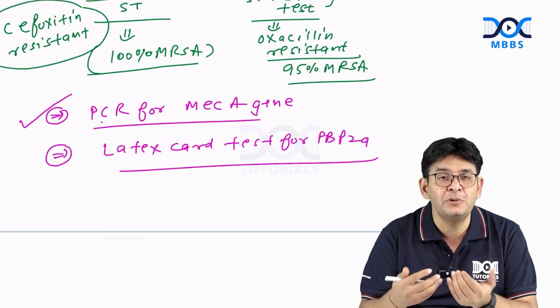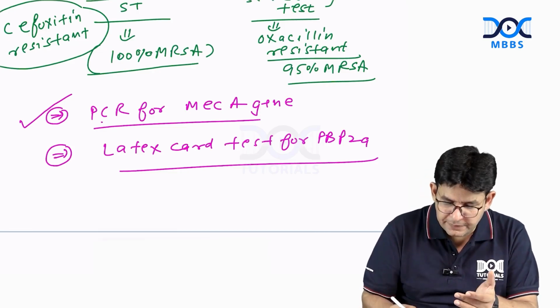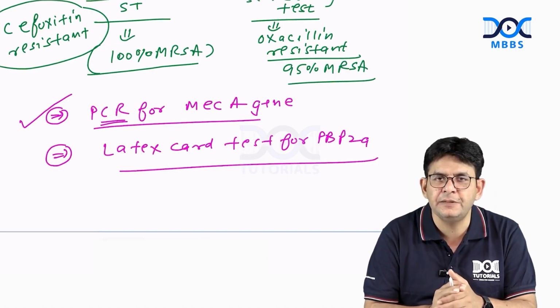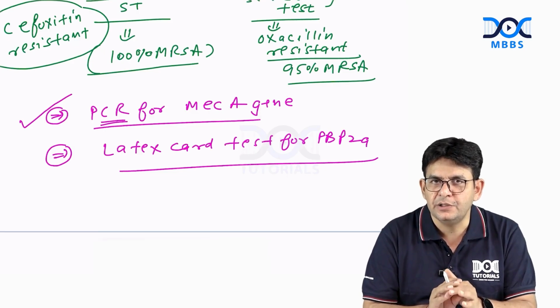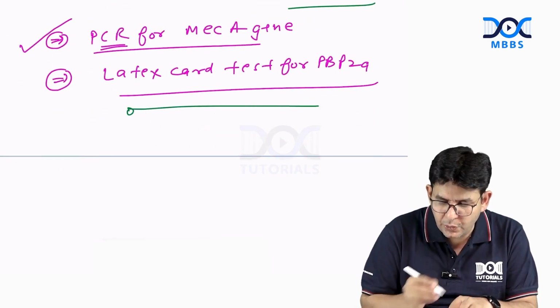It is 100%, but this is not an absolute 100%. This is a relative 100%. That's why I'm not saying that this is the best. The best is at the gene level. If you're able to find the mecA gene in the PCR, your work is done. You are dealing with MRSA. Is it fine? So this is also one of the points which you should know.